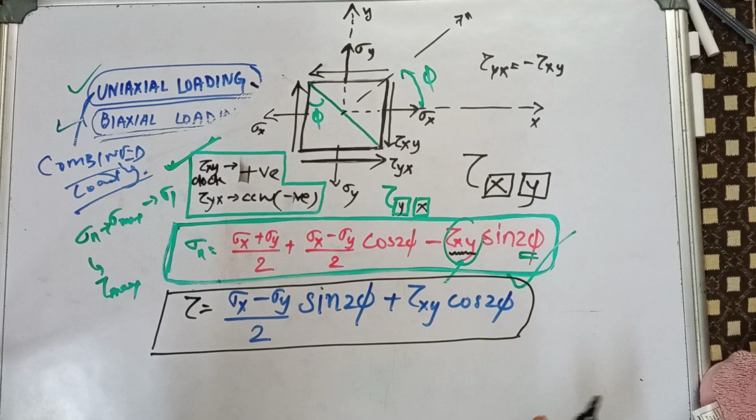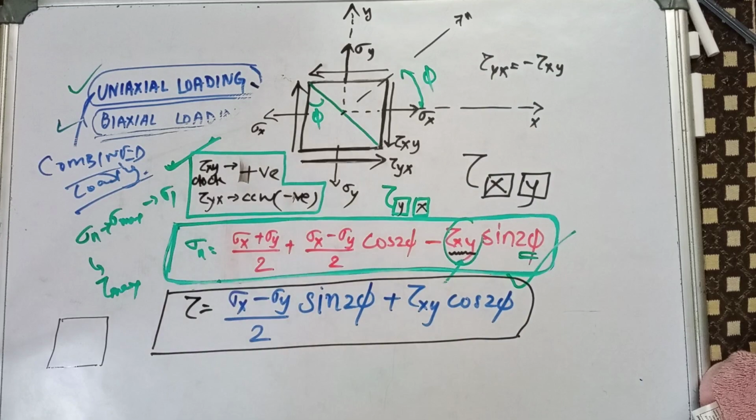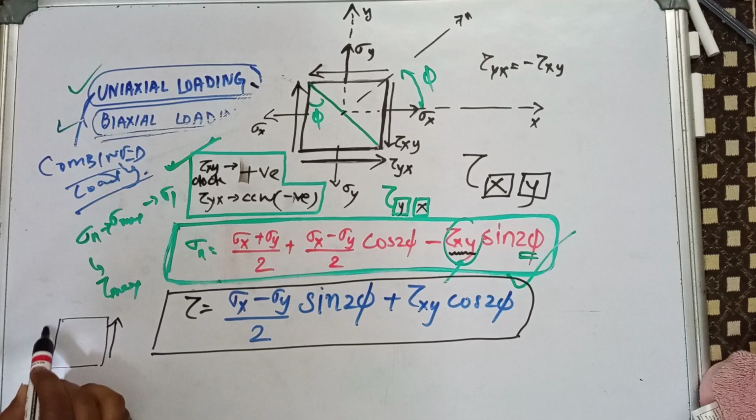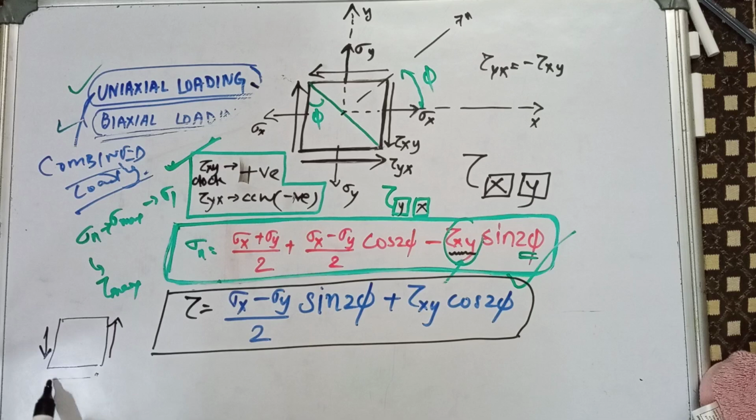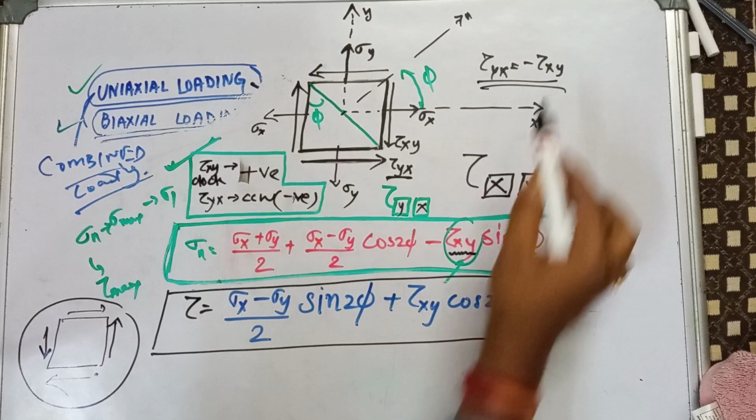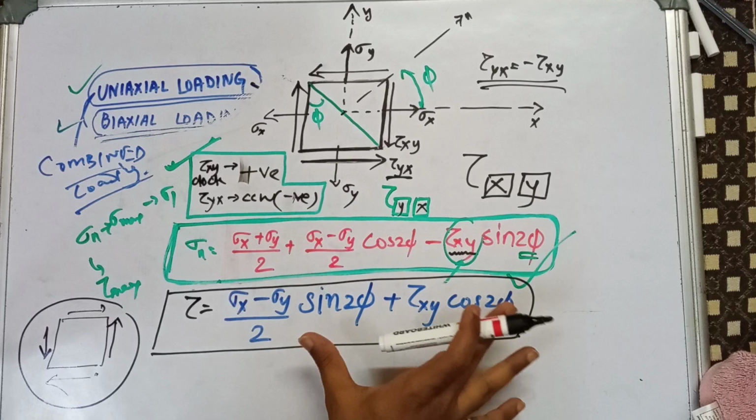Similarly, if in the question figure the shear stress in this plane is given in the counterclockwise direction, then definitely the complementary shear will be in the clockwise direction. But this is just the opposite of what you assumed. You assumed complementary shear was in the counterclockwise direction, but the main shear was in the clockwise direction. Clockwise shear you wrote as positive. That's why in your case you wrote tau yx as minus of tau xy. Is it clear?